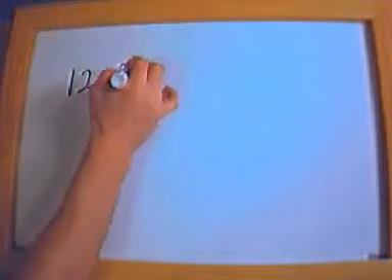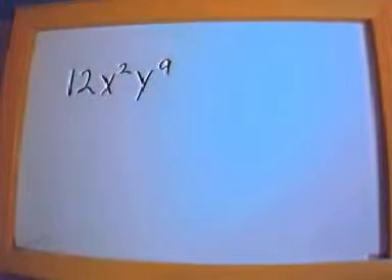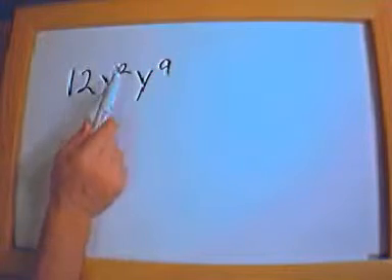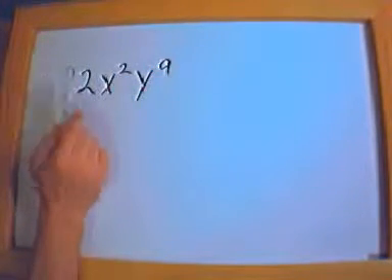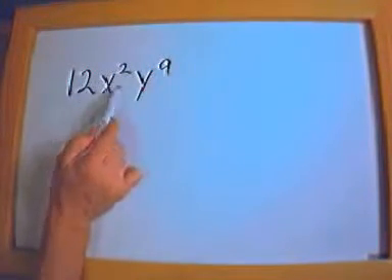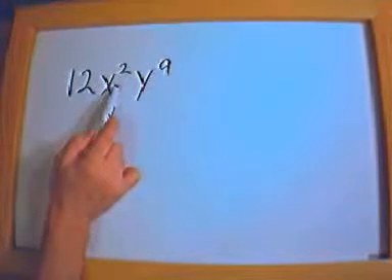Now, I just want to give you this. We're not going to go through a bunch of examples, but I want to give you one taste for when you couldn't add them together. What if you had 12x squared y to the ninth? This is an example of when you can't really do anything. Don't be tempted to add 2 plus 9, okay? Because you can't. The bases have to be the same.